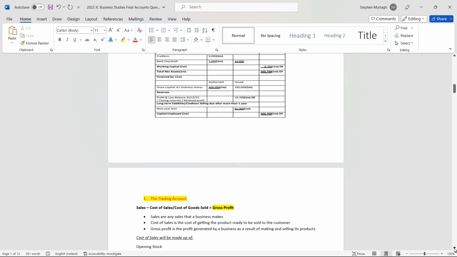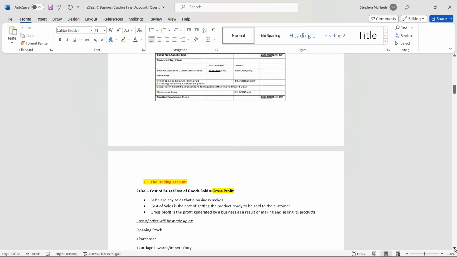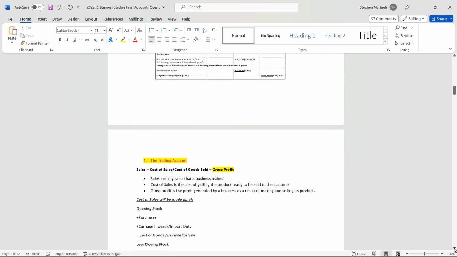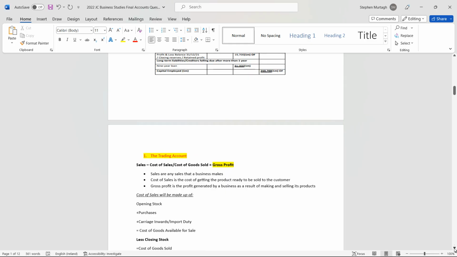So when you're looking at cost of sales, what will be in a cost of sales will be the opening stock. That's the stock you start the period of time, the year, with in your stock room, plus any purchases that you've made throughout the year, plus any carriage inwards or import duty. The word carriage means transport, so it's the cost of getting the goods into your shop before you sold them to the customer. Or maybe there's import or customs duty, which you have to pay to bring the goods into the country from another country.